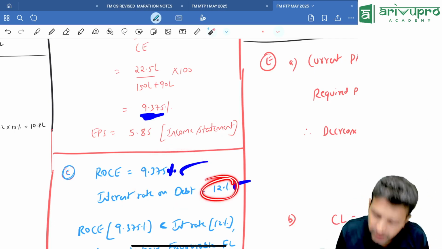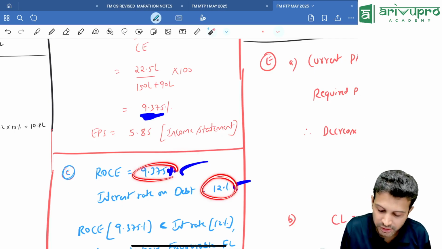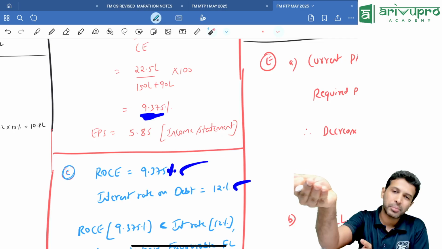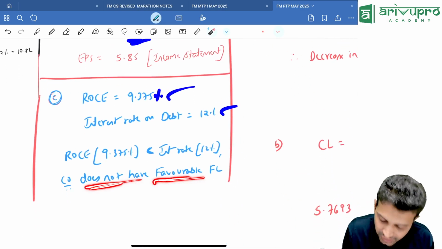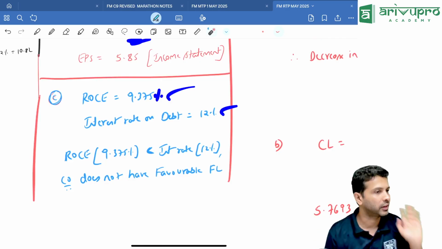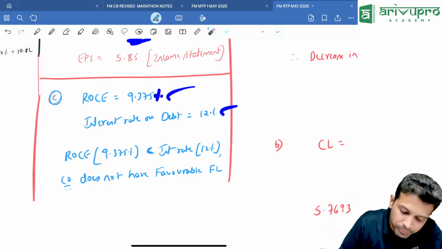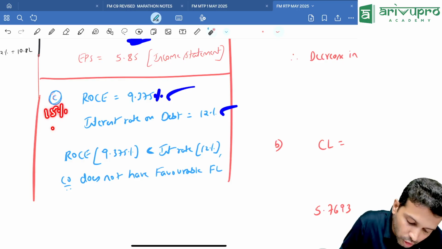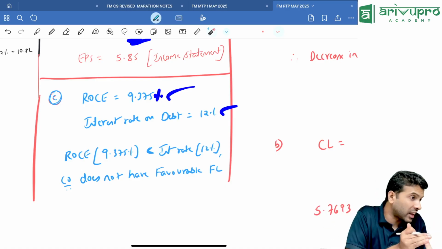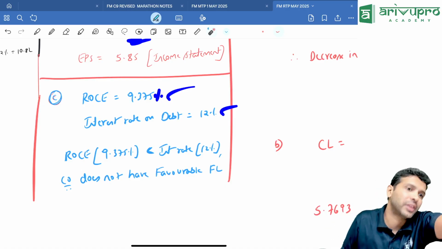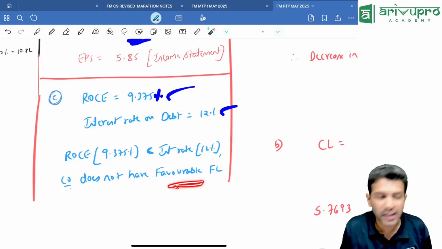Your interest rate is 12%. Your cost is 12%, but your benefit is only 9%. I mean, this is an unfavorable financial leverage. The company does not have favorable financial leverage. That's what we need to write. Suppose it was the opposite scenario, meaning if the ROCE was 15% and cost of debt is only 10%, it's a good decision. Because your cost is 10, your benefit is 15. In that case, it will be favorable financial leverage.